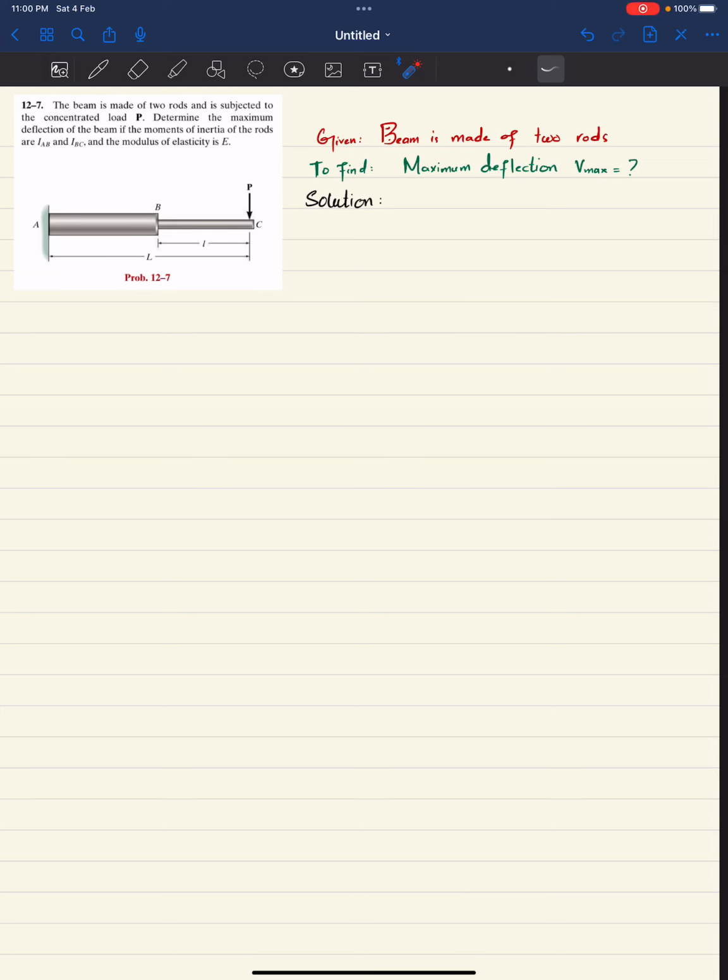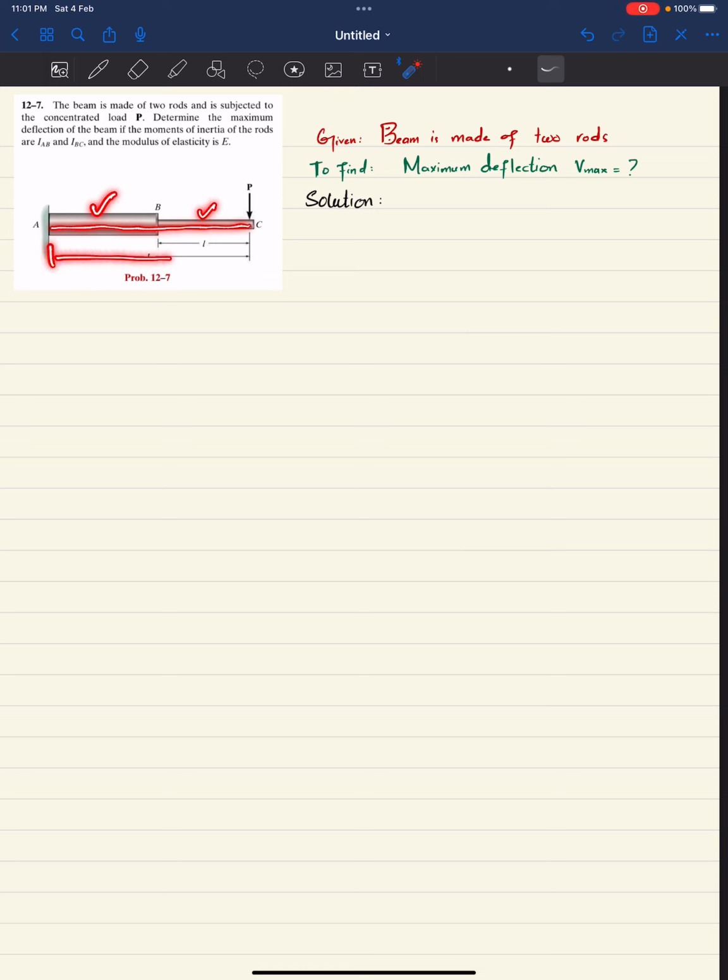Welcome back. Problem 12.7. The statement is: the beam is made of two rods and is subjected to a concentrated load P. Determine the maximum deflection of the beam if the moments of inertia of the rods are IAB and IBC and the modulus of elasticity is E. You can see this is the beam that is made of rods AB and BC.